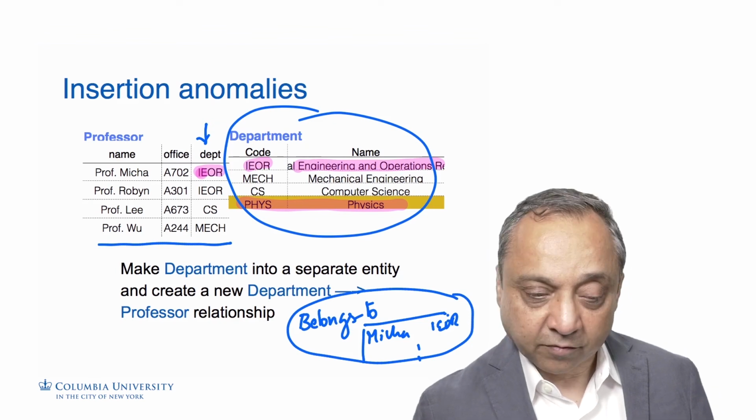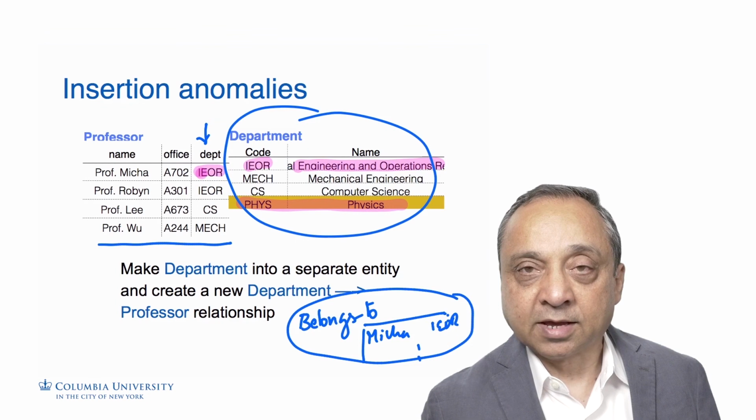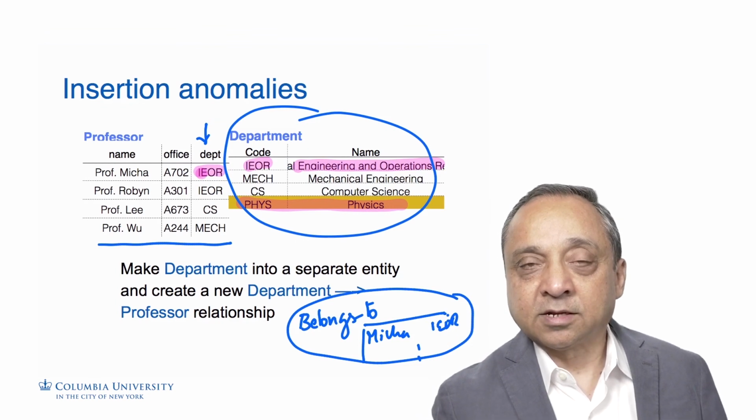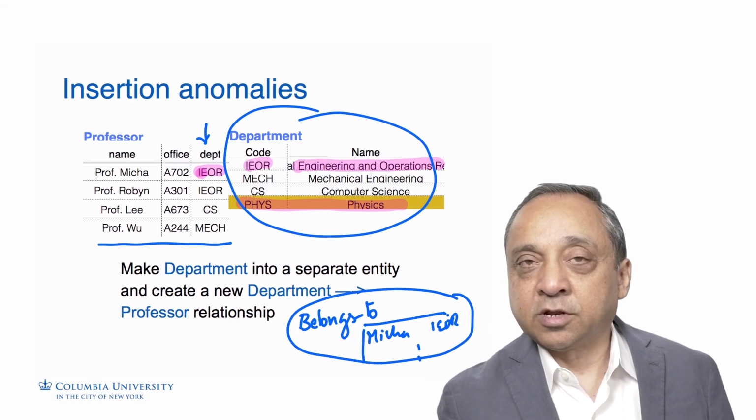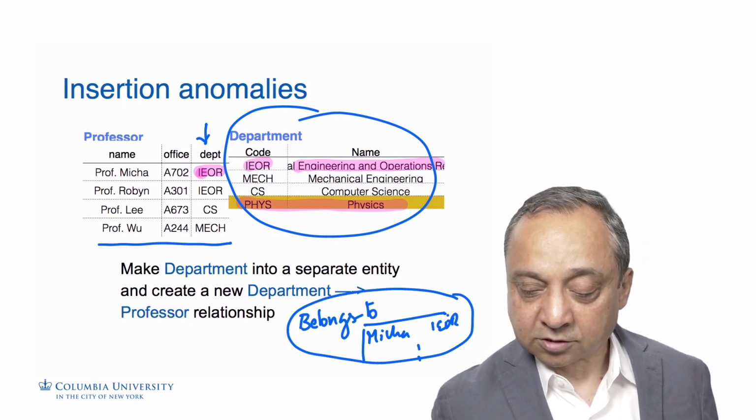So that's the way to deal with insertion anomalies. And what you're really doing is you're saying that, hey, I have an entity that is modeled as an attribute, so I need to take it out, make it a separate entity, and build relationships between that entity and other things. Okay, that's the goal there.